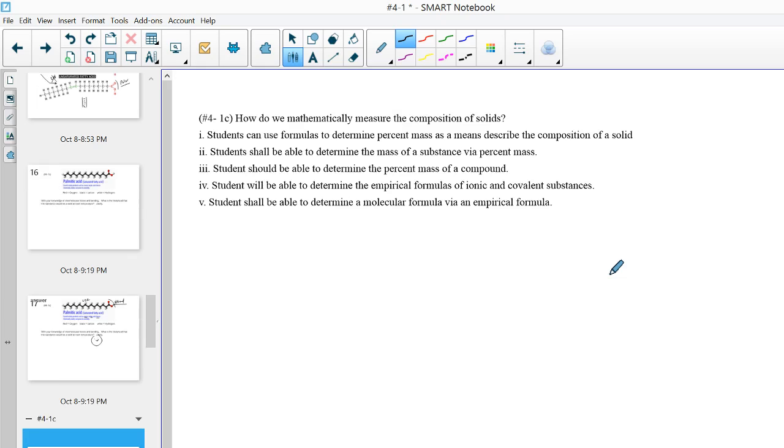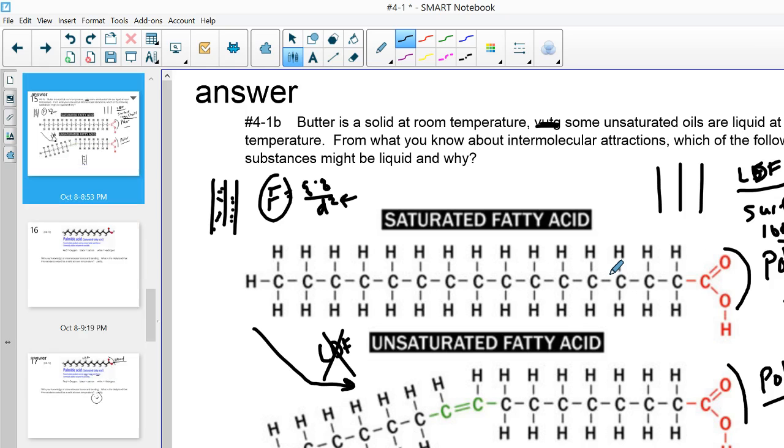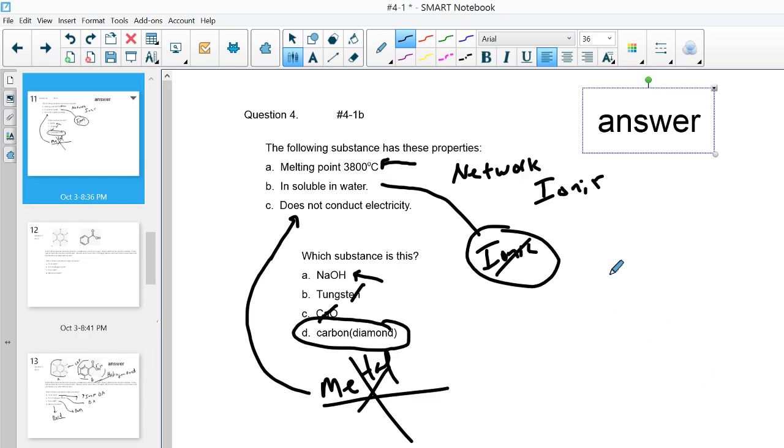And that ends 4-1b, internal factors affecting whether something is a solid, liquid, or gas. This is your chapter piece looking at intermolecular forces. Thank you very much.